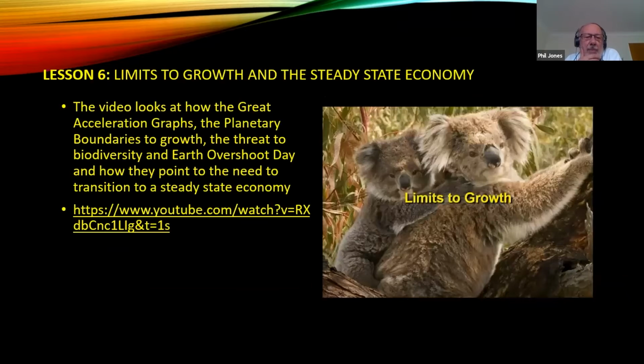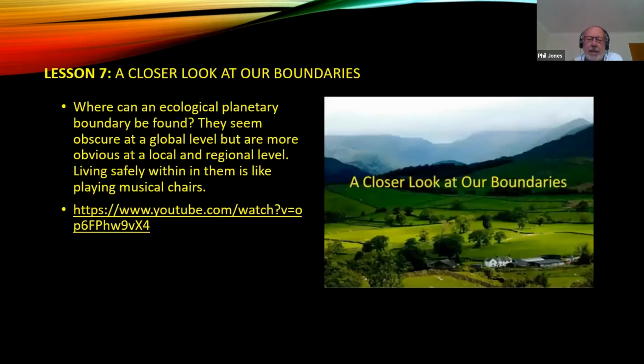Then the next lesson is about limits to growth. So we look at the great acceleration graphs, a brief mention of the planetary boundaries and the overshoot day and how that's, I didn't say there the Club of Rome study. So those 3 areas trying to make the point that growth can't go on infinitely.